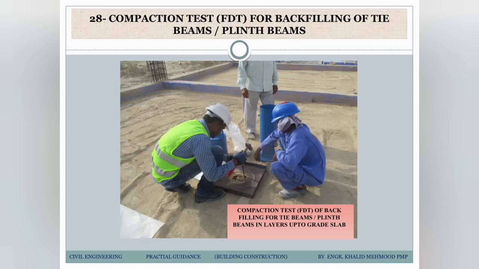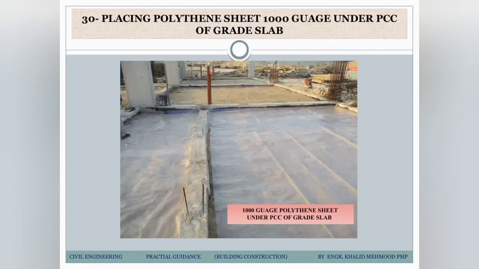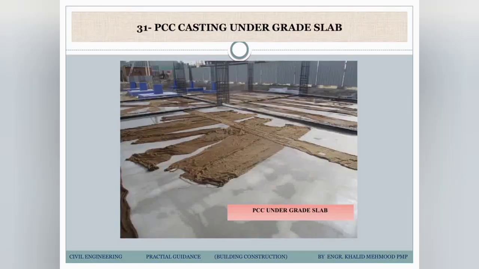It's now gone under the ground, and the next activity is that we are ready to start the PCC for the grade slab. Before PCC we will do the anti-termite spray. You can see in the photo, the anti-termite spray is going on. Then after the anti-termite we'll place a polythene sheet of 1000 gauge, and then we will do the PCC under the grade slab.